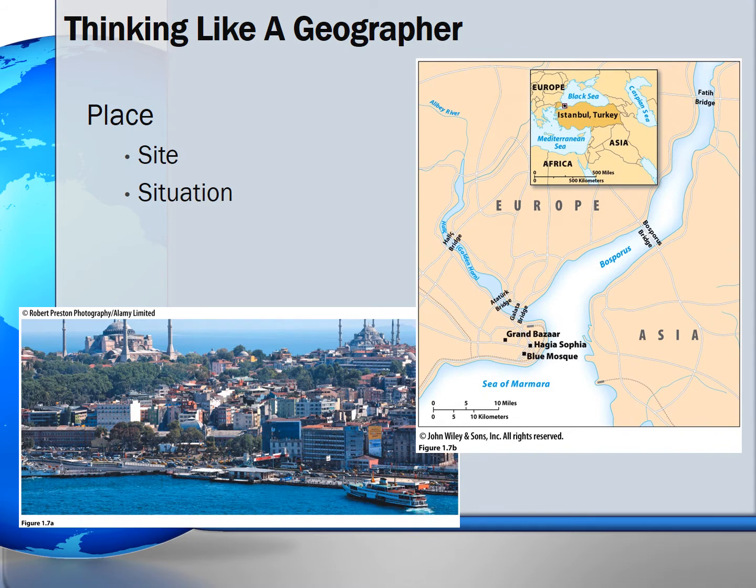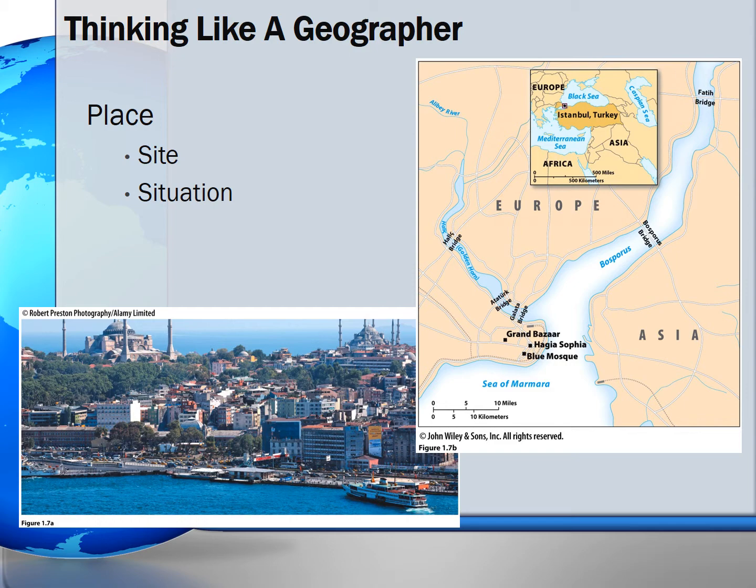The first concept is place. Place is a specific location distinguished by unique physical and social characteristics, including its site and situation. Site refers to its physical characteristics: topography, water resources, vegetation, wildlife.